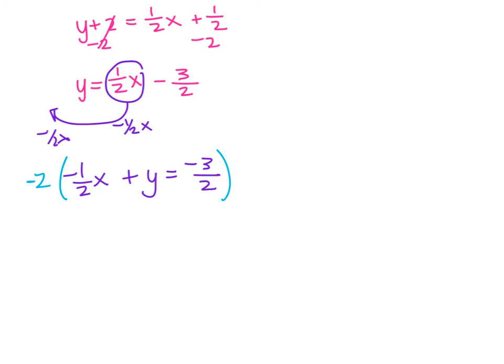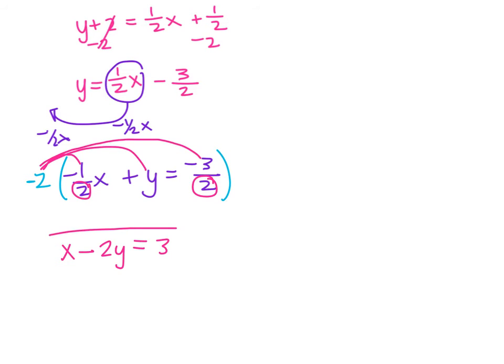So here's how this works. Negative 2 times negative 1 is 2, divided by 2 is 1. And so the x just carries down. Plus, negative 2 times y is negative 2y. So let's see, will it let me erase? I'm going to actually, because it's going to be a negative 2y, I'm just going to say minus 2y equals. Now negative 2 times negative 3 is 6, divided by 2 is a positive 3, and that's standard form.